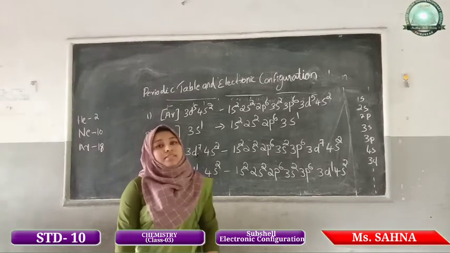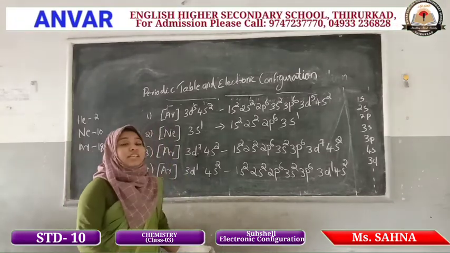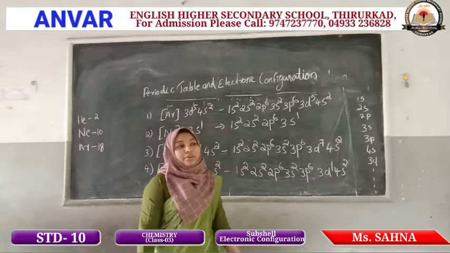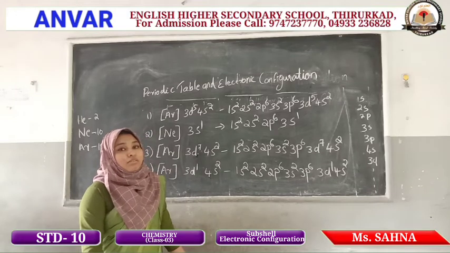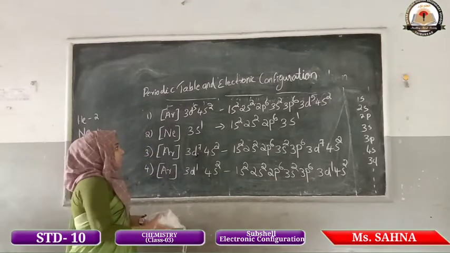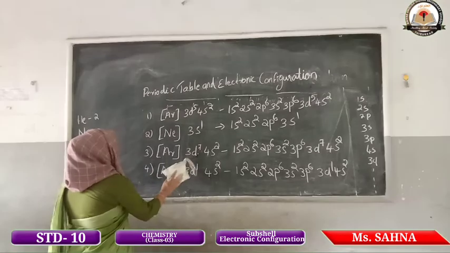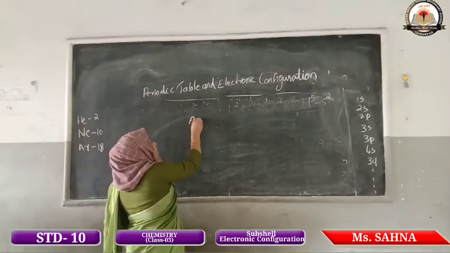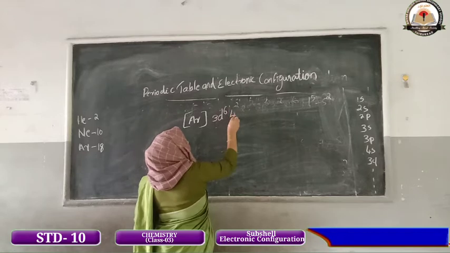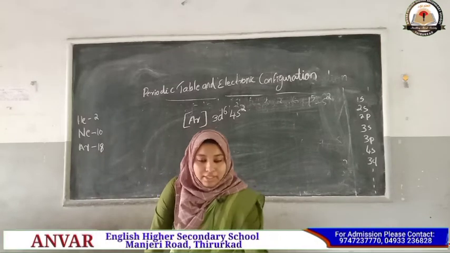And next, you write another question. The shortest form of subshell electronic configuration of an element is given below: argon 3d6 4s2. And write the first question.